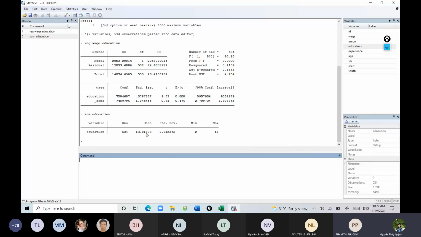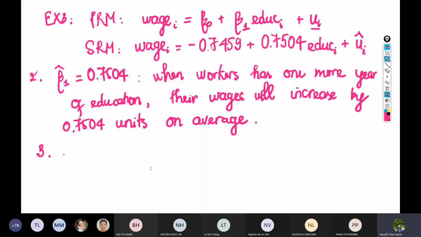13.019. Not 12. Okay, maybe I make a mistake. Right. Okay. So now, if we have education equal to 13, what will be the estimated wage?